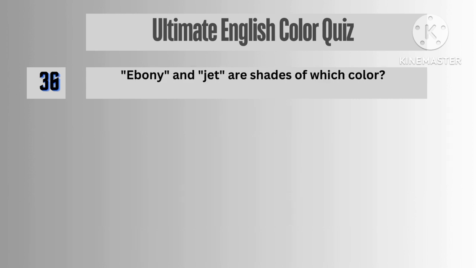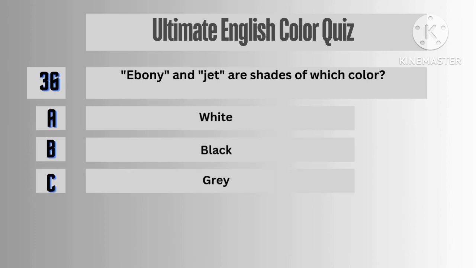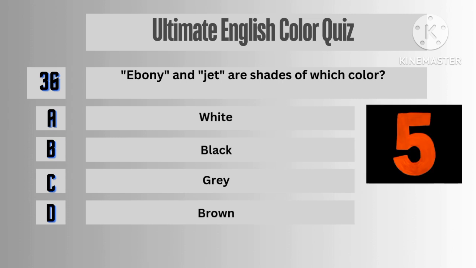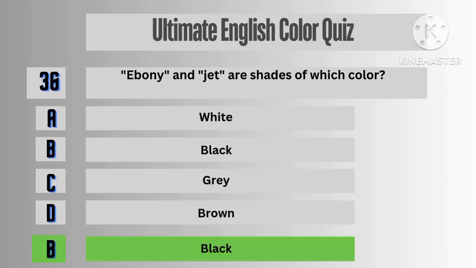Question number 36. Ebony and jet are shades of which color? Option A, white. Option B, black. Option C, gray. Option D, brown. 5, 4, 3, 2, 1. Correct answer is B, black.